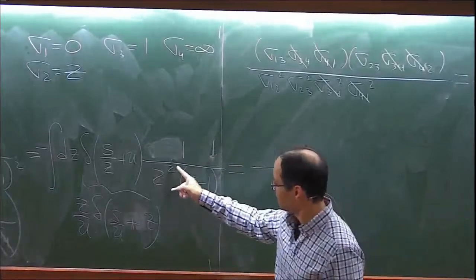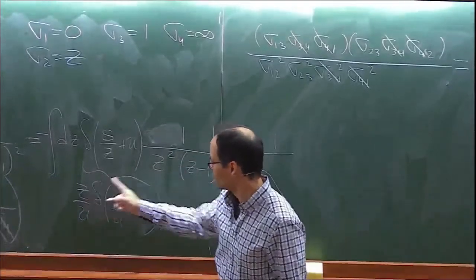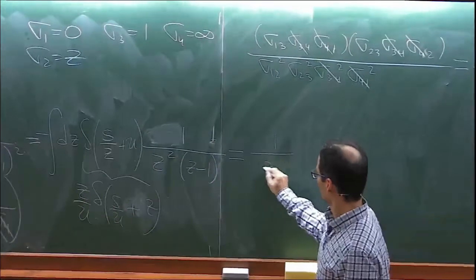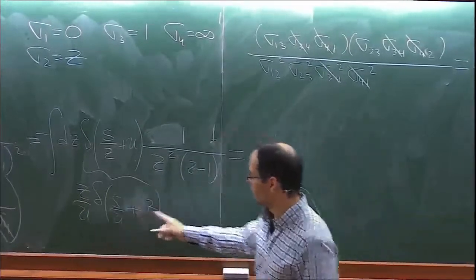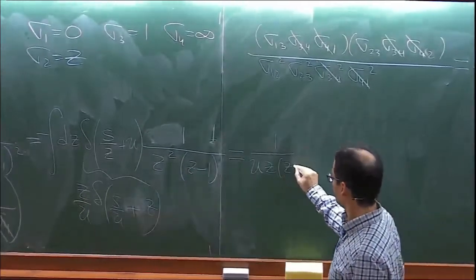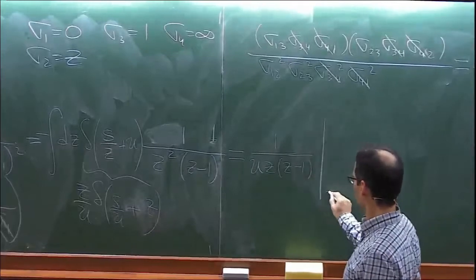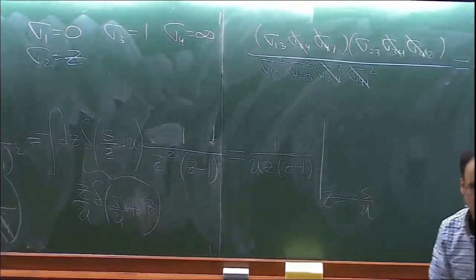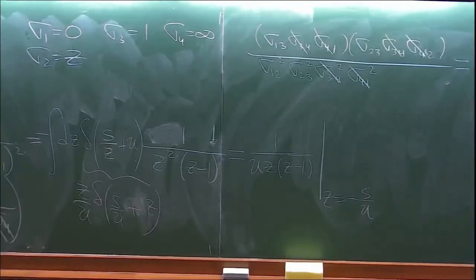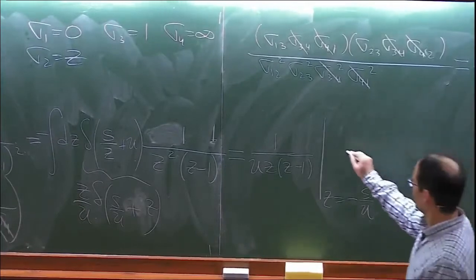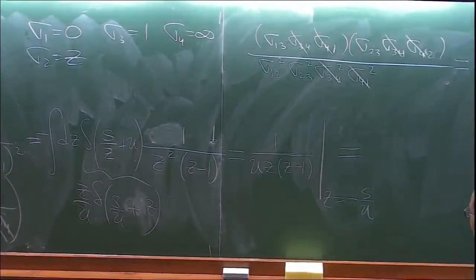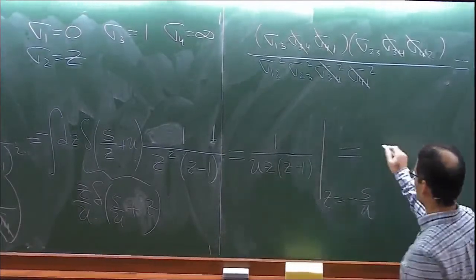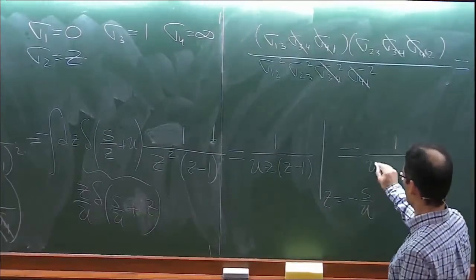1 over this z squared. One factor cancels with this z. We get the factor of u, and we get z minus 1, evaluated at z equals 2 minus s over u. This doesn't look very encouraging, but let's keep going. Now let's plug this into the formula, and we get 1 over u.